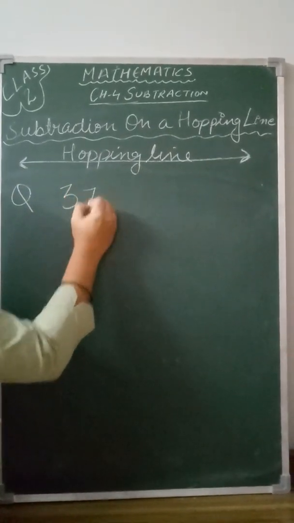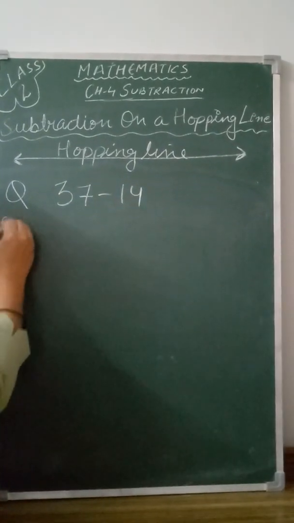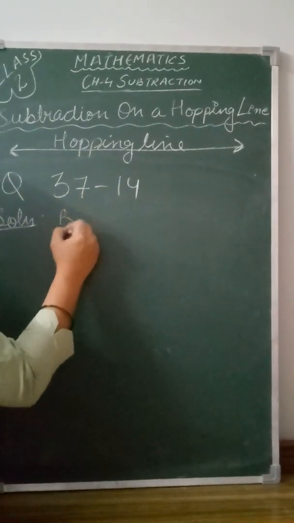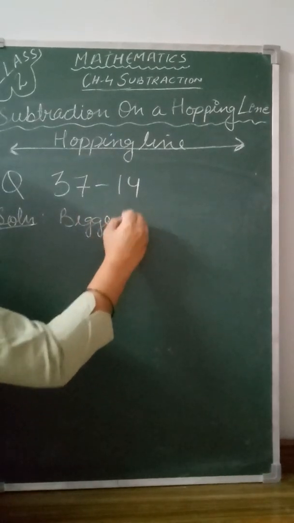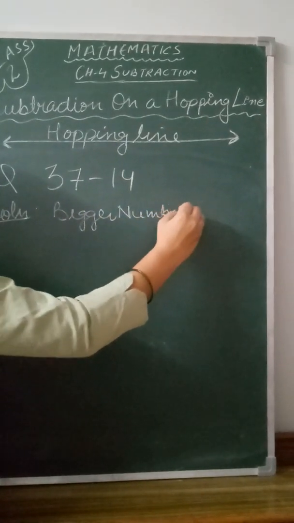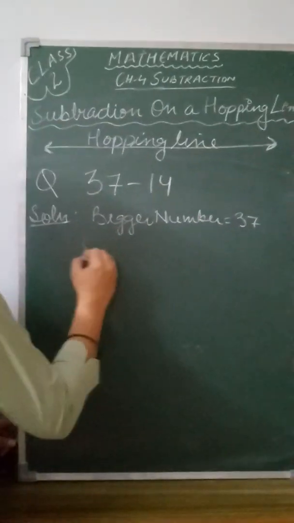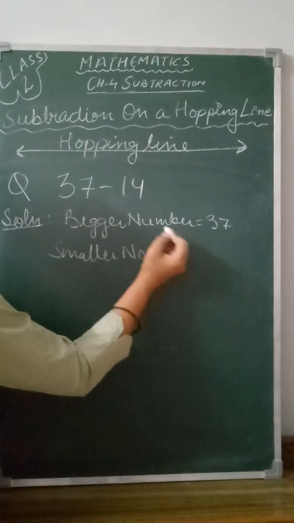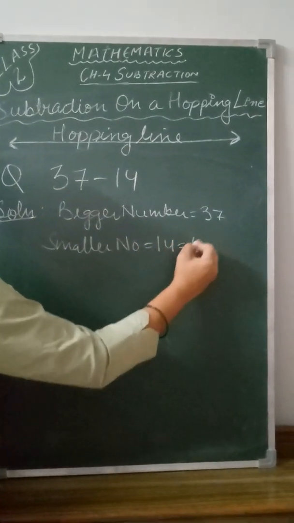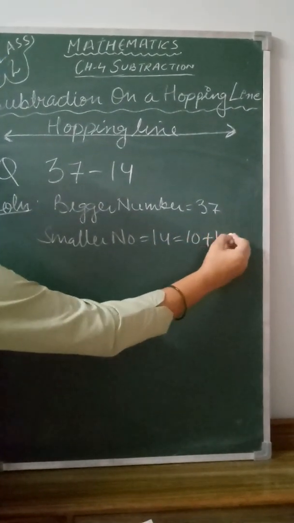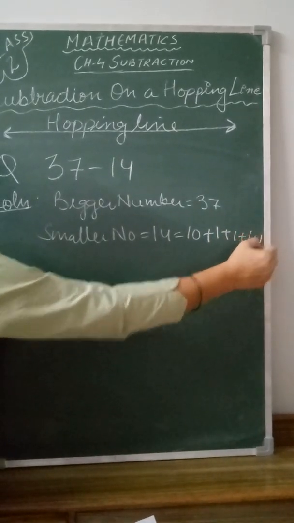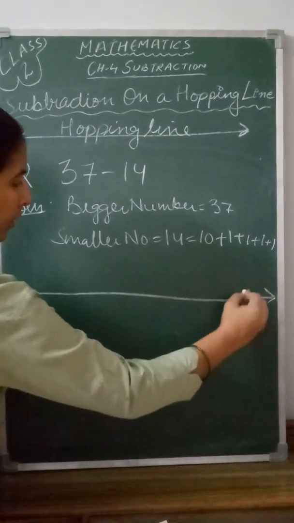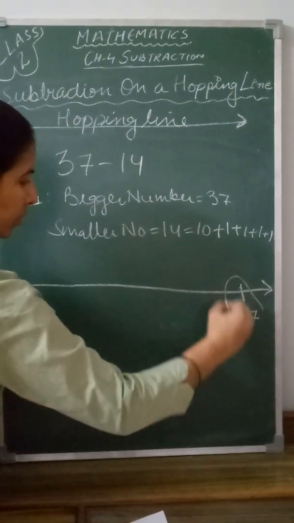Now this time my number is 37 minus 14. So let's do the solution here. The bigger number is 37 and the smaller is 14. So split this number. This is 10 plus 1 plus 1 plus 1 plus 1. This is the expansion. Let's draw the hopping line here. 37 in this direction. This is the bigger number.